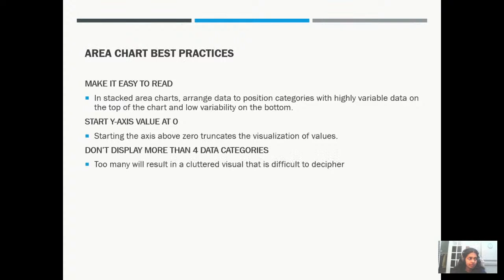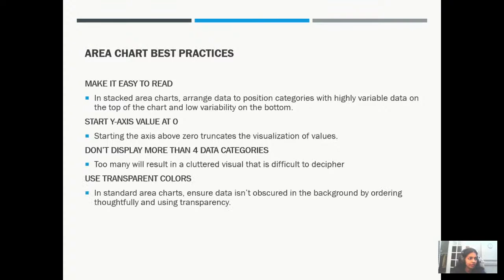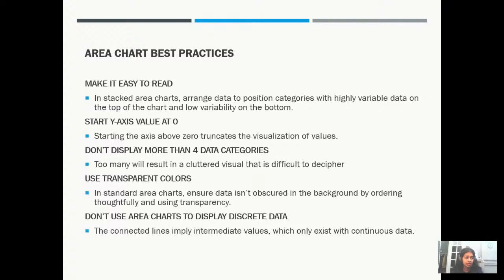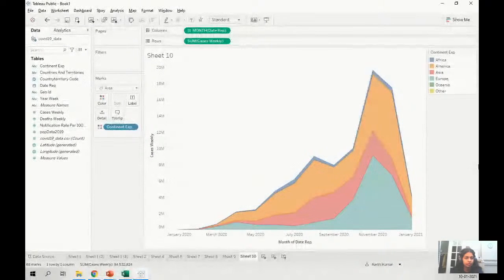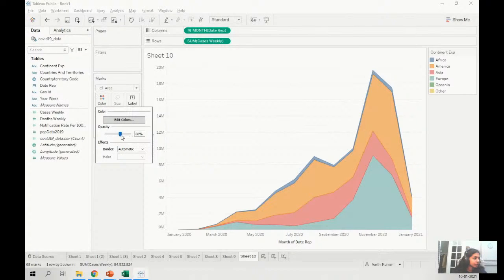Start y-axis at 0. Don't display more than 4 data categories because of the color. Use transparent colors so that the area behind is also visible. Don't use area charts to display discrete data. This is for continuous data. So here what you can do is, you can select the opacity so that the transparency is decided for your chart.